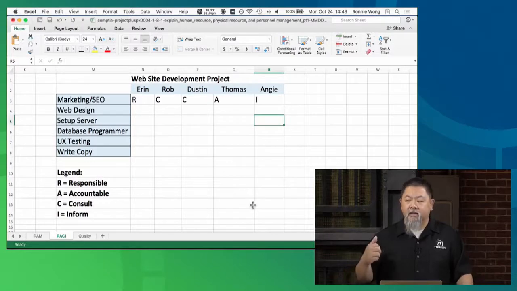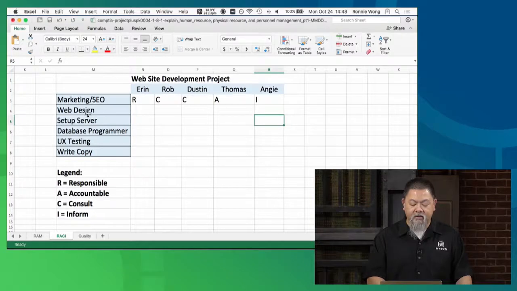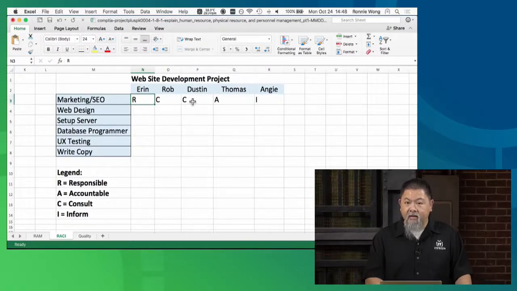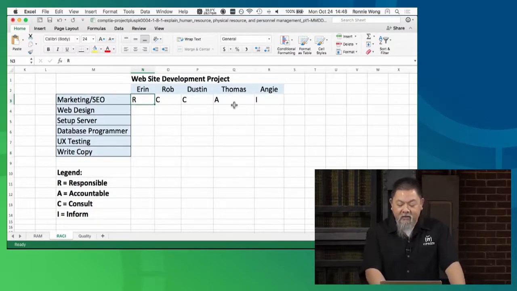So when it comes down to Erin's particular role here as the marketing, SEO, and web design, Erin knows that she is responsible for taking care of that. But if she needs help, she knows who to consult. Okay. And then who is she answering to? Let's say it's Thomas, because I didn't know who else to put here at this point. So you might actually find out it is Thomas, and then who's supposed to be consulting in that.